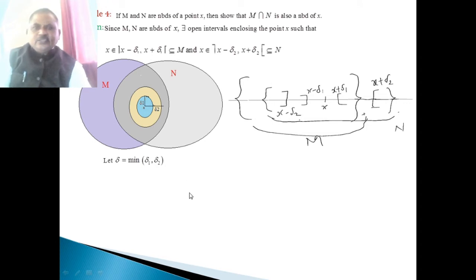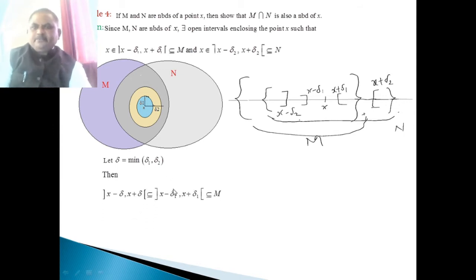Let delta be equal to the minimum of delta 1 and delta 2. Suppose that delta 1 is less than delta 2, then the minimum of these is delta 1. Suppose that delta 2 is less than delta 1, then the minimum of these two is delta 2. Okay, take delta equal to the minimum of delta 1 and delta 2.